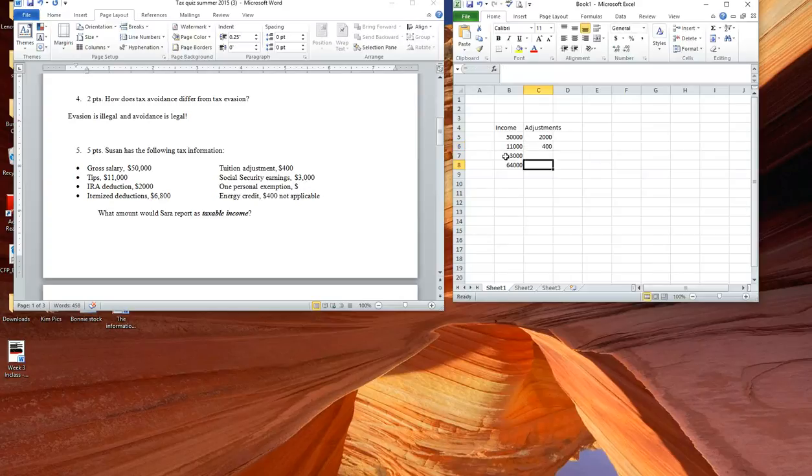So my total adjustments, I'm just going to copy this. Total adjustments are $2,400. And if I take income and I subtract adjustments, that's going to give me $61,600. And this is, of course, AGI, adjusted gross income. That very important number.